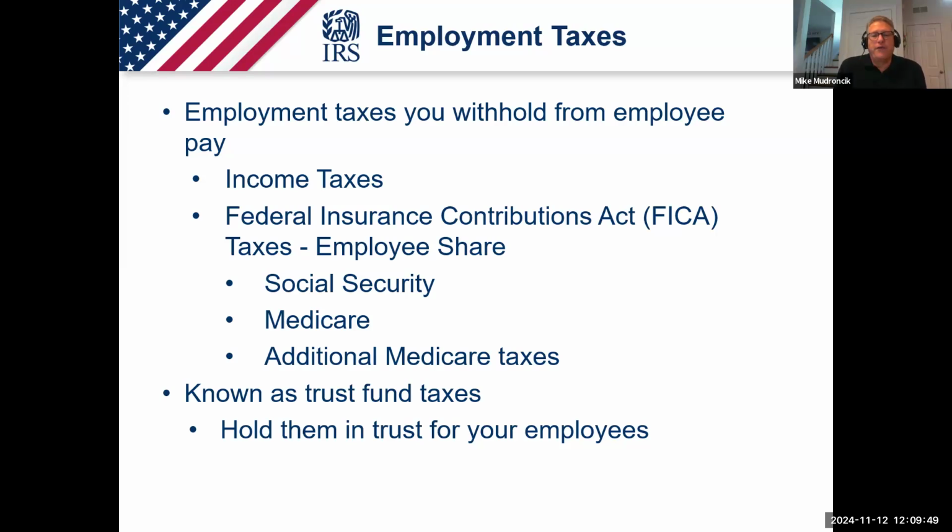We're also talking about Federal Insurance Contribution Act taxes, the employee share. So you as the employer are going to be withholding the employee's share from the employee's pay of their Social Security and Medicare taxes. For employees that are highly compensated, and we're talking now about over $200,000 of wage income, there's an additional Medicare tax that you would need to withhold once the employee meets that threshold. That would be withheld and also paid over to the IRS.